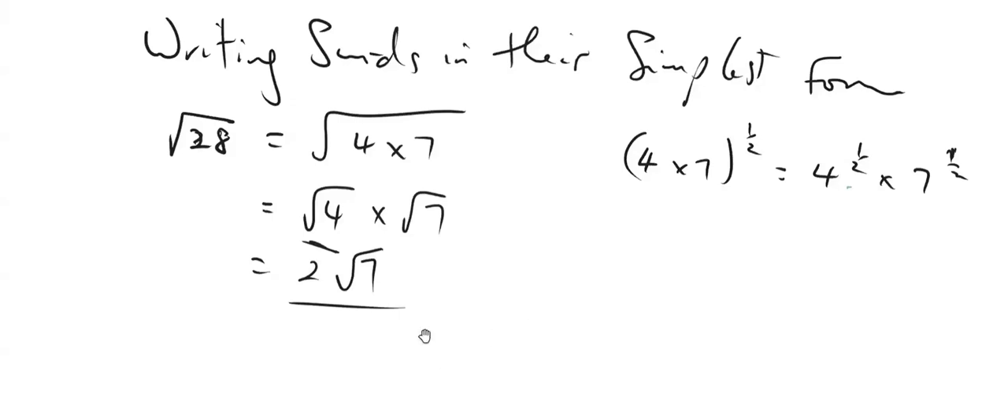Get that? Look for a perfect square that is a factor of the number under the radical sign, or the square root sign. Let me give you another example.